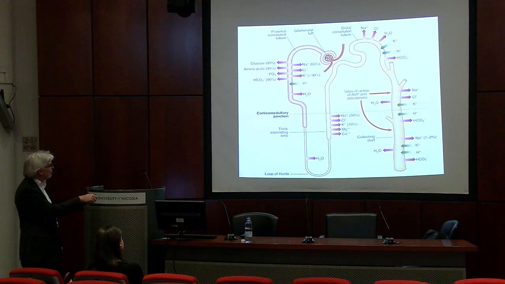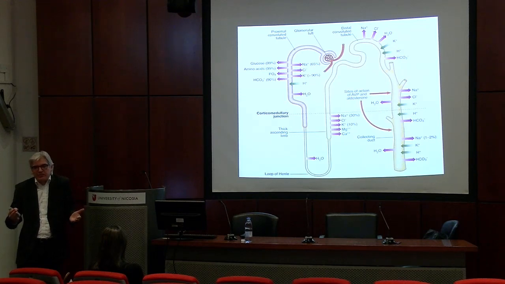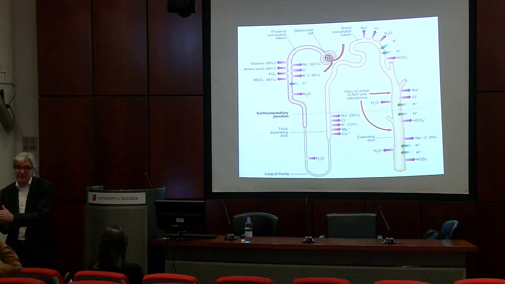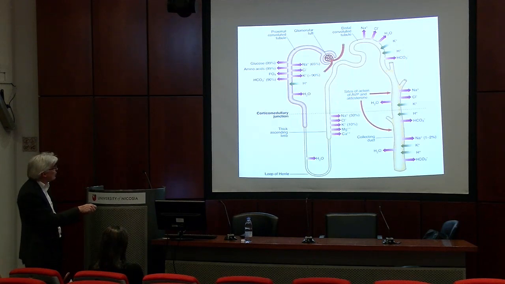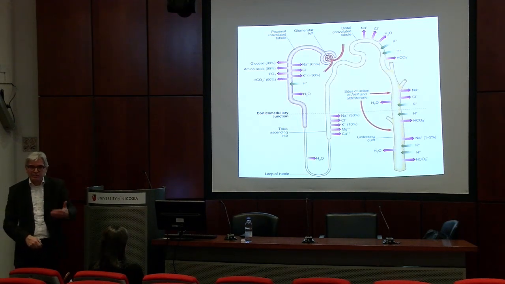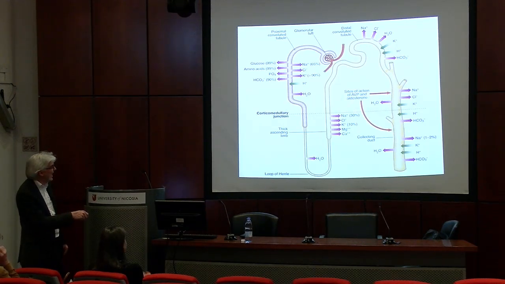And this reabsorption of potassium in the first half of the nephron is a more or less automatic process. It's not very well regulated. But of course we need a very good regulation of the potassium excretion. And this regulation occurs in the second half of the nephron. And the most important hormone with regard to the regulation of potassium excretion is aldosterone.